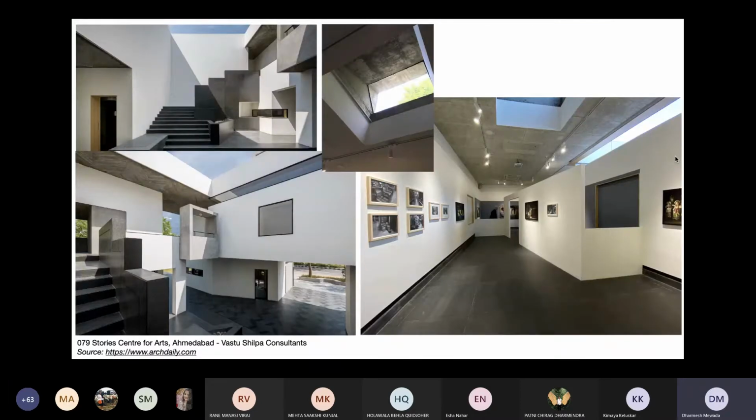That's another example we had from the last time. I just added interior photographs because I thought it should be something looked upon. This is not an auditorium building. It's an exhibition space in Ahmedabad again. I mean, as 79 stories. This is done by Vastu Shilp Consultants, which is Doshi Sir's firm.